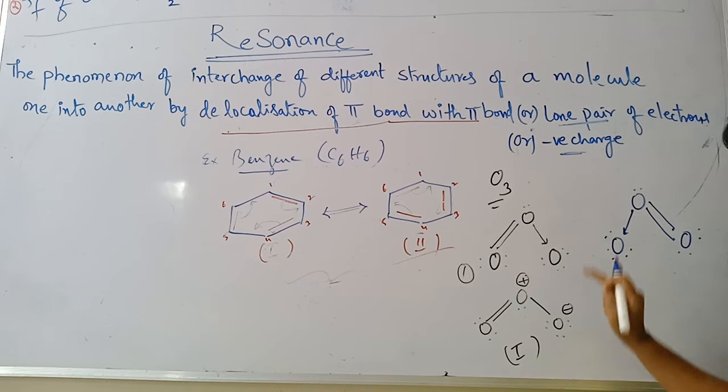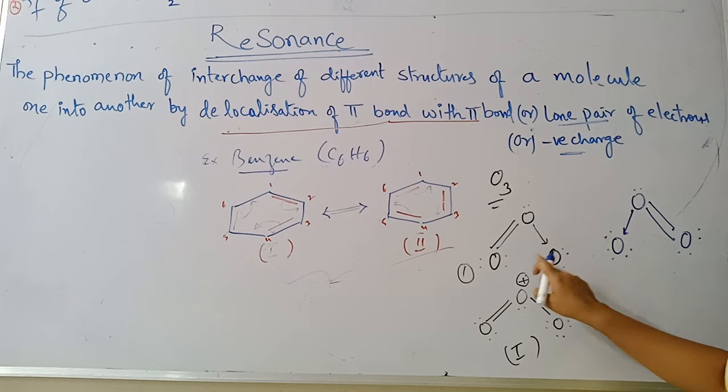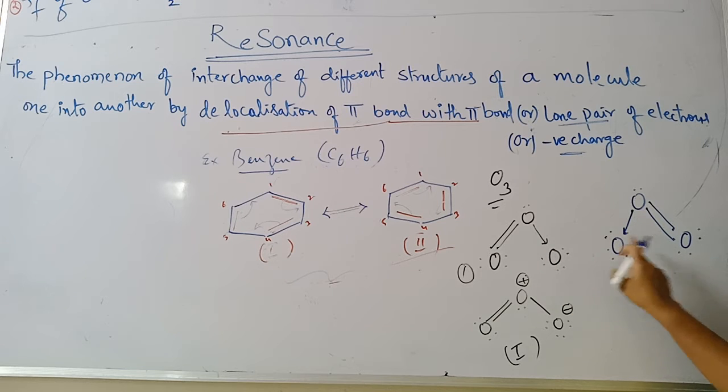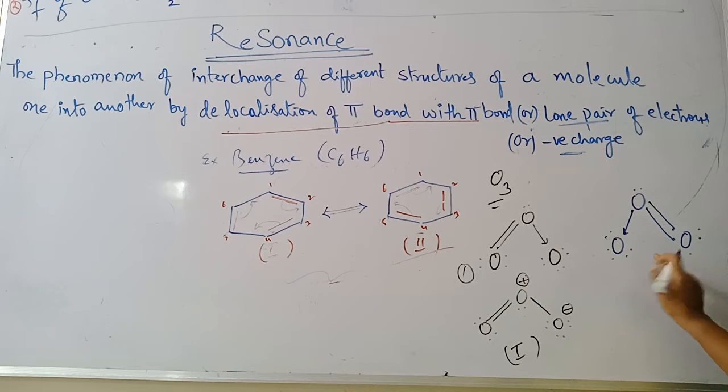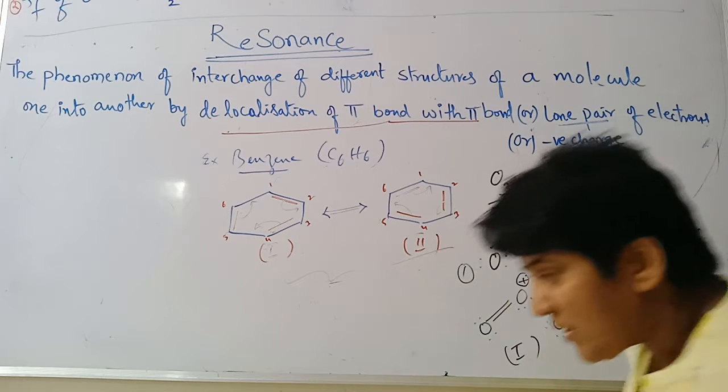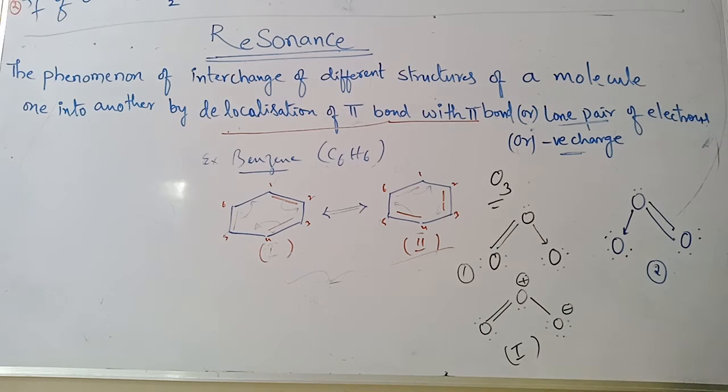So total 3 bonds. Now, are these two structures the same? No. In the first structure, the first oxygen is having the double bond. In the second structure, the third oxygen is having the double bond. So structures are different, but the molecule is the same. So these are resonance structures.